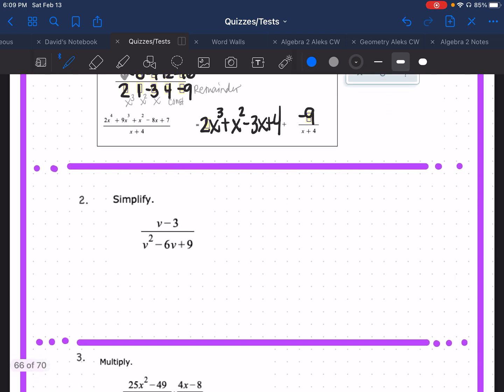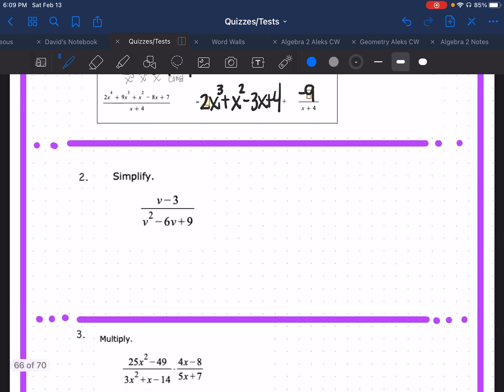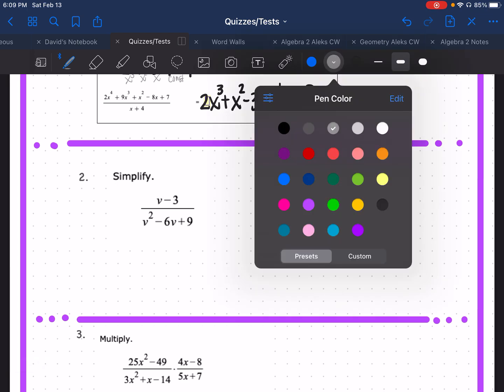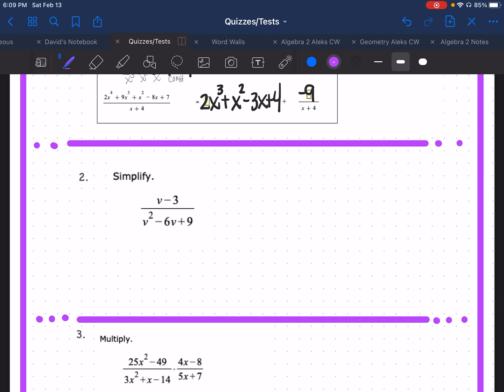All right, then you're going to see question number 2 where they are going to ask you to simplify. Remember, when you are simplifying or multiplying or dividing or adding or subtracting, you need to take the polynomials and make sure that you factor them.